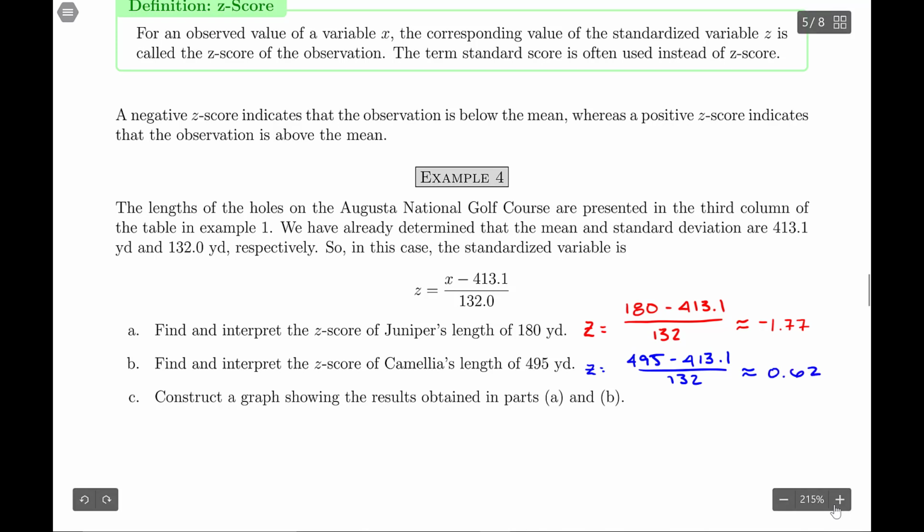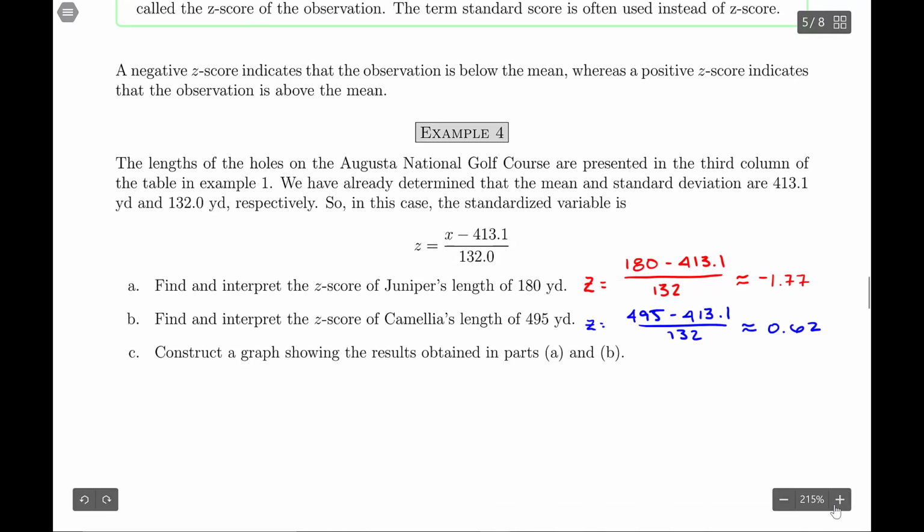So what this tells me for part A is that the length for Juniper is approximately 1.8 standard deviations to the left, or 1.8 standard deviations below the mean. And the z-score for Camellia is approximately 0.6 standard deviations above the mean. That's all you have to do for these interpretations. Those numbers tell you how far above or below the mean we're looking.